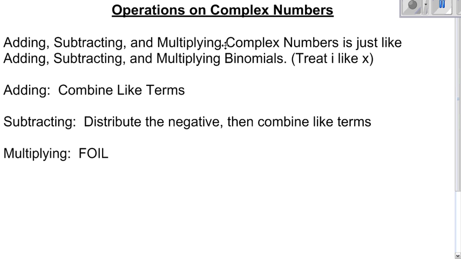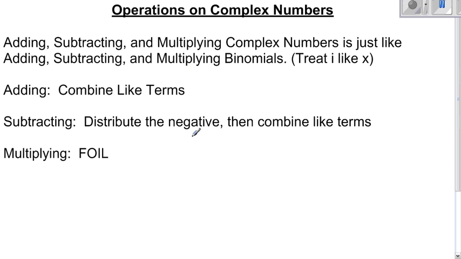Just like any other numbers, you can add, subtract, and multiply complex numbers. And when you do so, it's just like when you do a binomial. You just treat i like x, like a variable. So if you are adding, you combine like terms. You'd add the real parts together to get a real answer. You add the imaginary parts together to get an imaginary answer.